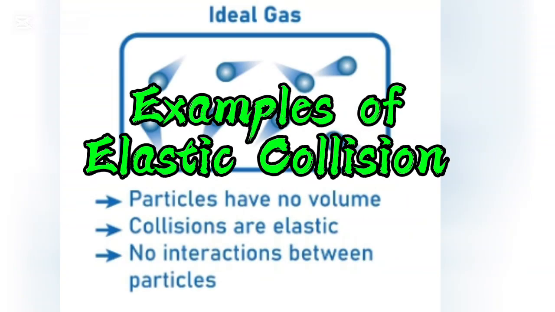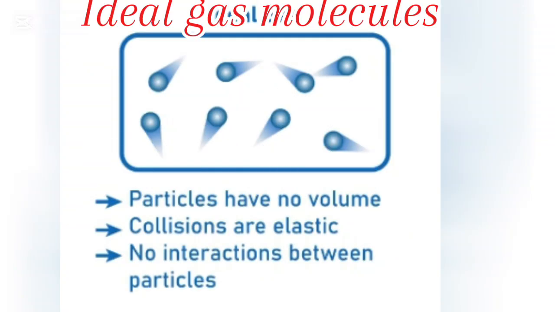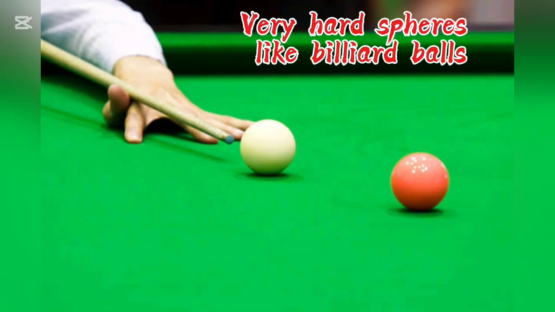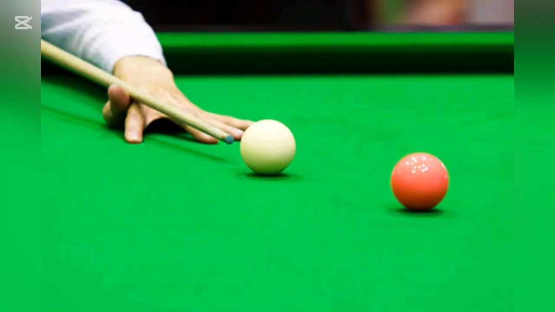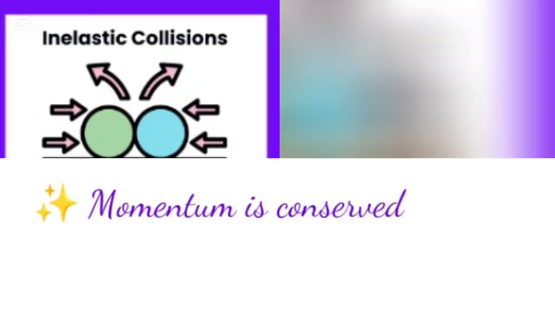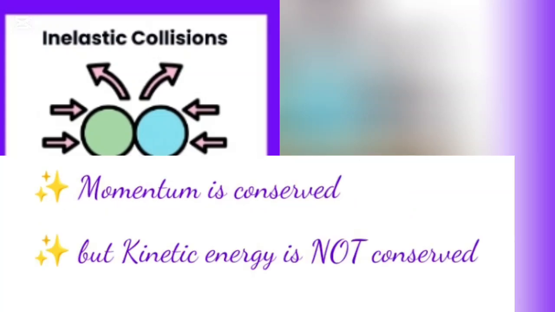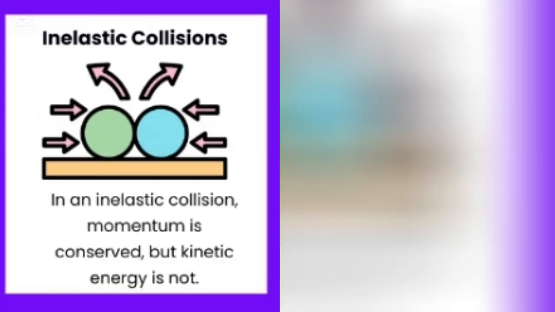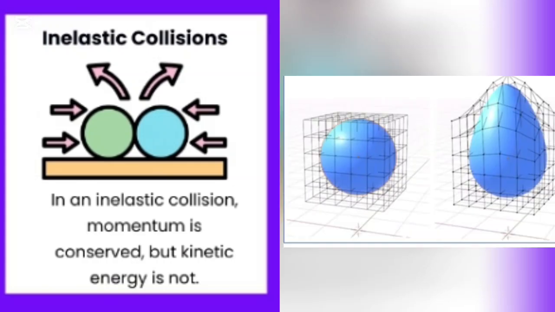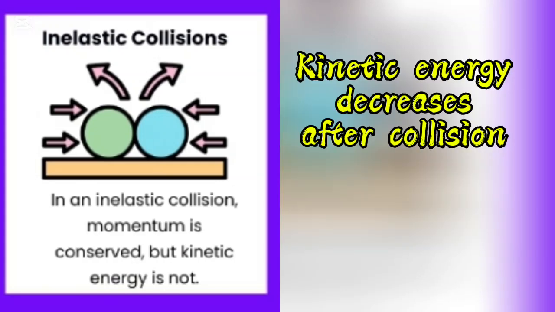Examples of elastic collisions are ideal gas molecules or a spacecraft gravitational slingshot near a planet. Collisions between very hard spheres like billiard balls are a close approximation. Inelastic collision. In contrast, an inelastic collision is a collision where momentum is conserved but kinetic energy is not conserved. Some of the kinetic energy is transformed into other forms such as heat, sound, friction, or deformation of the object. That means kinetic energy decreases after collision.